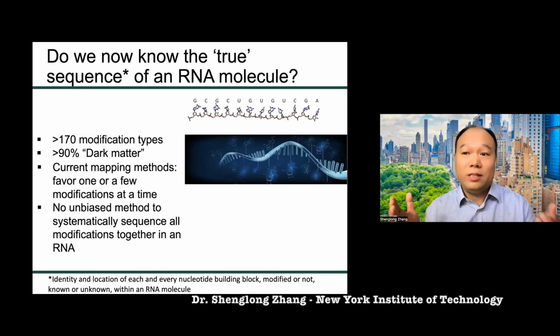So far, more than 170 different modifications have been discovered. This number is still increasing. However, only a very small portion can be mapped. Most of them, more than 90% of those RNA modifications, remain as dark matter.